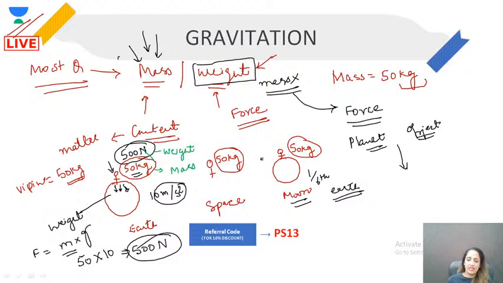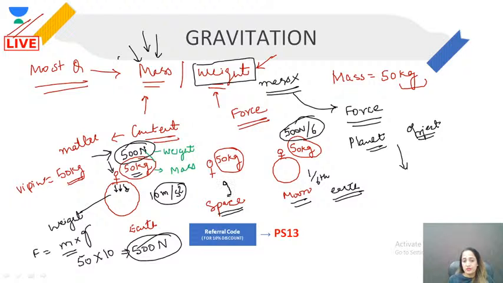You can do all those calculations in your book. So if Vipin had weighed 500 Newton over here, it will be 1/6 of that, 500 Newton divided by 6, on moon. Right? Alright. And how about in space? What will be the weight of Vipin in space where there is no planet? Okay, I will talk about it, Vipin, just a second.